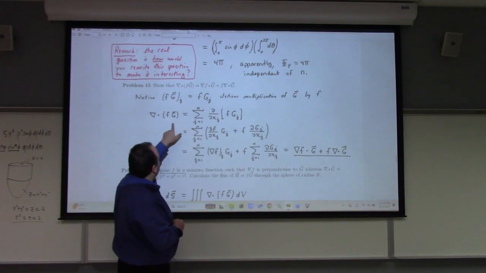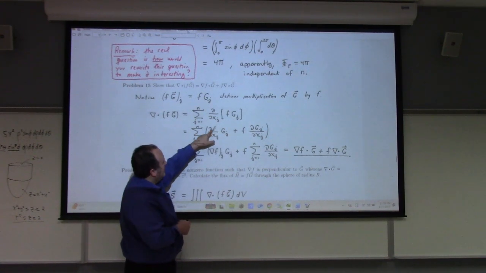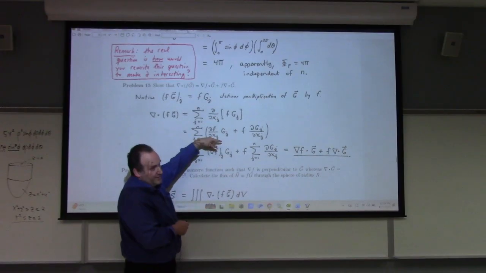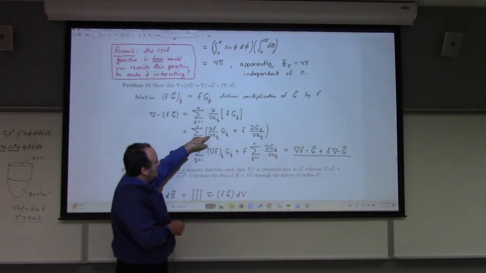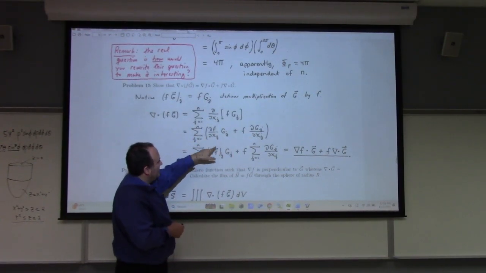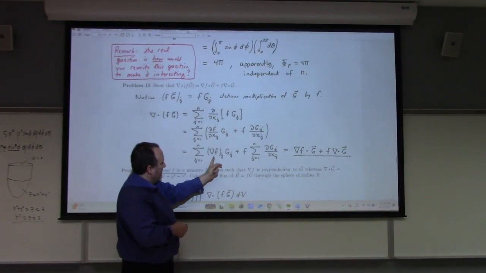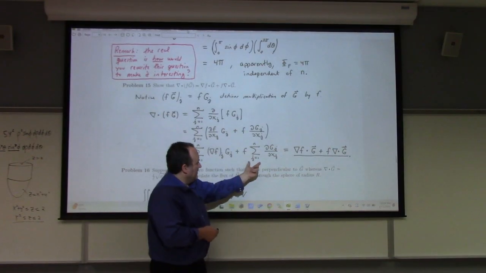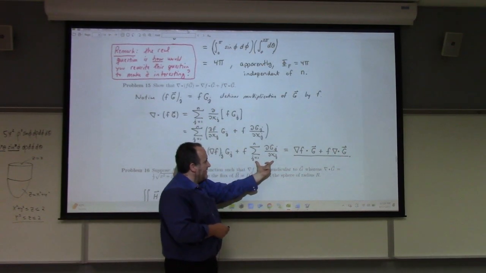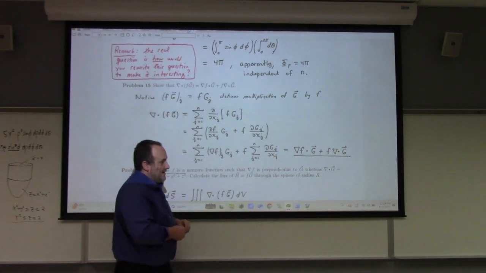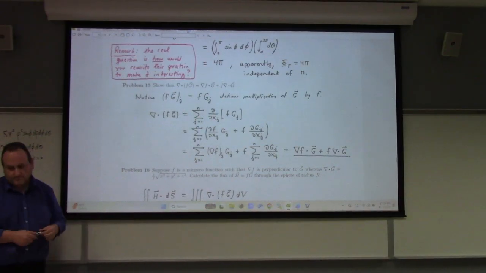Anyway, so this is just the definition of divergence. Here's the ordinary product rule for the partial derivative, and then I just regroup. This is the jth component of the gradient, and so you've got the jth component of a vector times the jth component of another vector, summed from j equals 1 to n. Well, that's the dot product. And again, this is just straight up the definition of divergence in n dimensions.